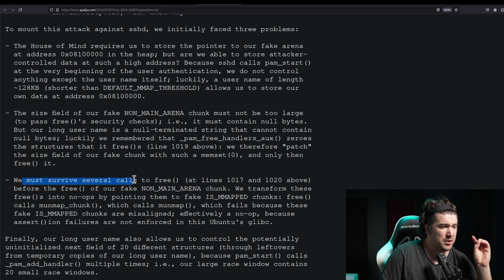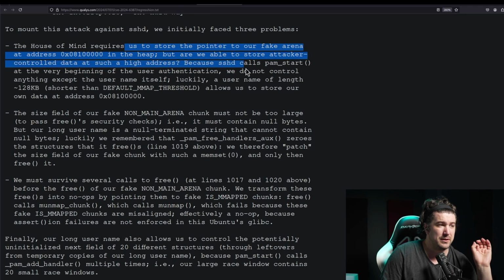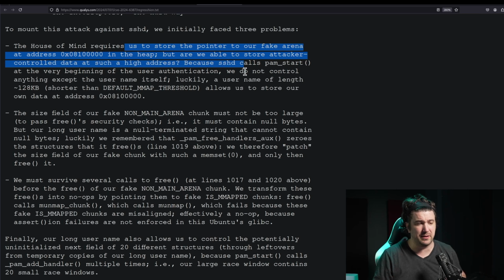We must survive several calls to free at lines 1017 and 1020 above before the free of our fake non-main arena chunk. We transform these frees into no-ops by pointing them to fake mmap chunks. So this is all data stacking. My guess here is that this is all data stacking with the username memory in the heap. So they're very specifically giving exactly what data they want through this chunk of memory.